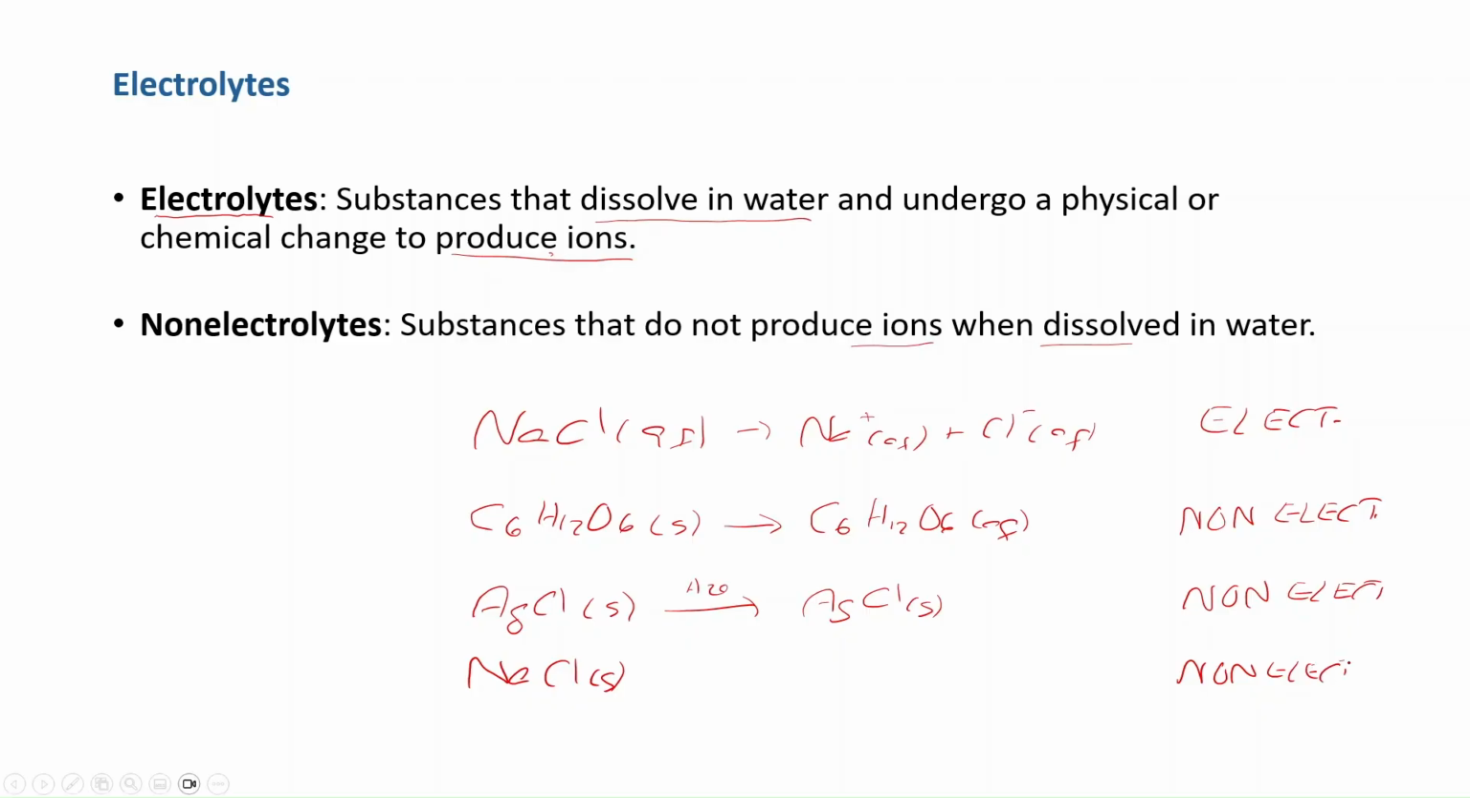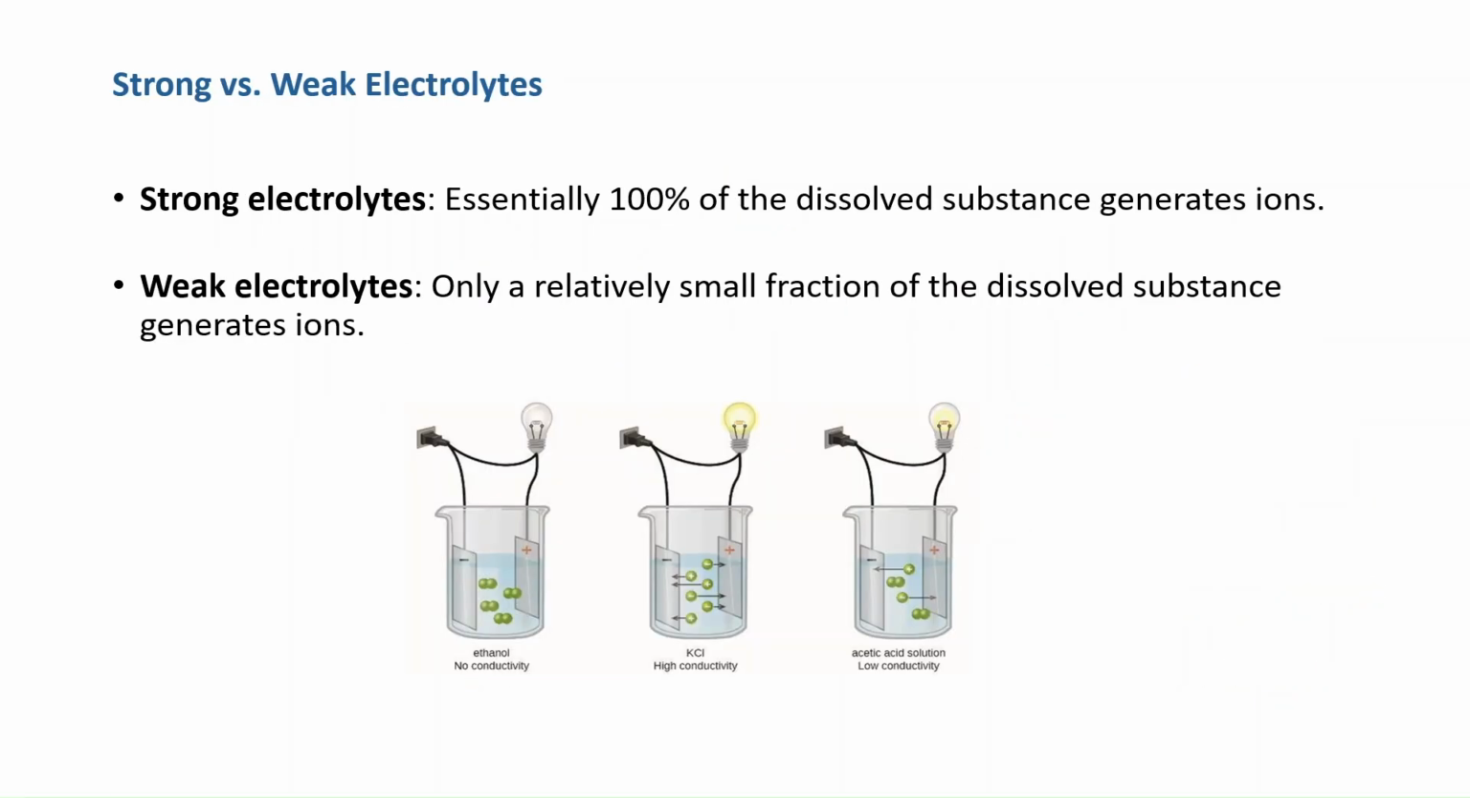I know that sounds tricky, okay? But you have two conditions: dissolve in water, produce ions. You need to meet both. If you're missing one, it doesn't matter if it's the first or the second, it's a non-electrolyte. Electrolytes can be classified as strong or weak electrolytes, depending on how much of the substance dissolves and breaks into ions. For a strong electrolyte, basically all of the substance generates ions. Sodium chloride breaks down completely, so that's a strong electrolyte.